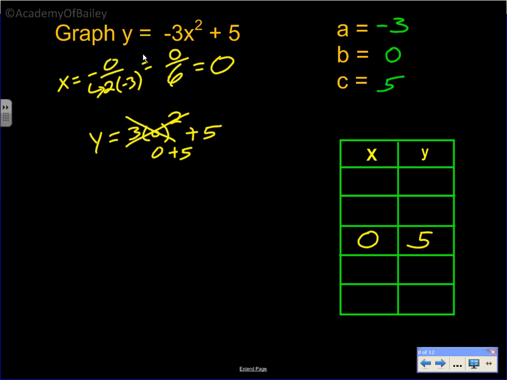So now we need to find the other values. From the vertex we go up 1, and then from the vertex up 2. From the vertex we go down 1 and down 2. So those are equally spaced apart from the vertex.